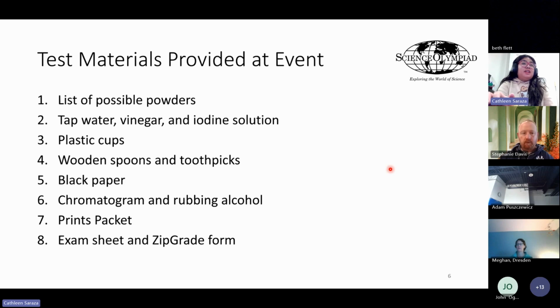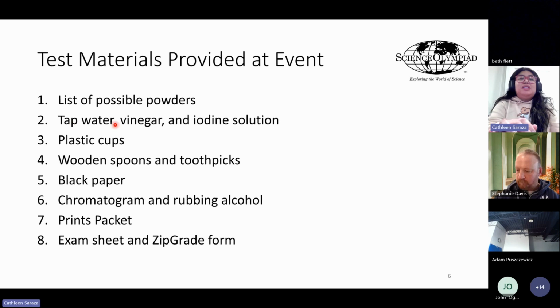There are many different test materials provided to the students at the event. There's a list of possible powders that the students can encounter. There will also be 3 types of liquids: tap water, vinegar, and iodine solution. They'll be given tiny plastic cups, wooden spoons and toothpicks, black paper, a chromatogram that will be provided by me, as well as rubbing alcohol, the prints packet containing the 3 different kinds of prints, and the exam sheet and zip grade form that I use to assess how your students do at this event.